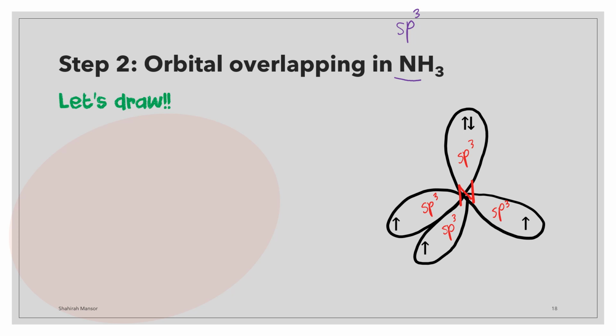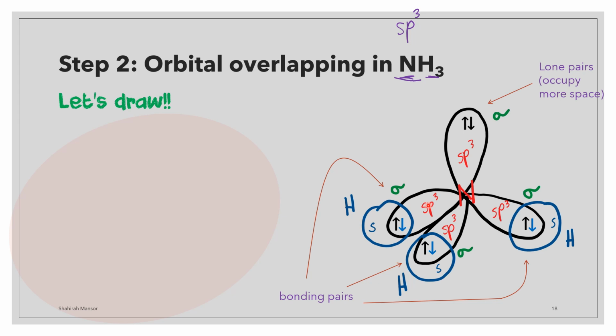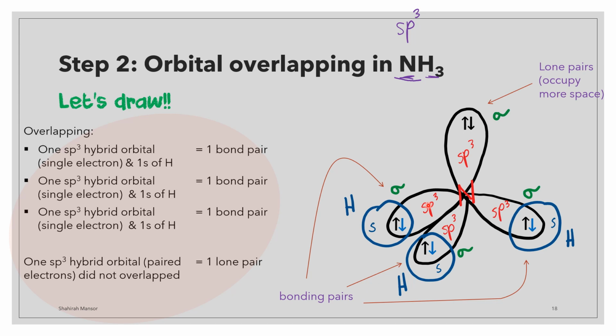And then now we are going to do the orbital overlapping di antara nitrogen and hydrogen. So which sp3 orbital yang akan overlap dengan hydrogen? So the answer will be the orbitals that have a single electron. So each one of these orbitals will overlap with the 1s orbital of hydrogen. And that will give us these 3 sigma bonding. Okay, so now kita dah ada sebanyak 3 bonding pairs. And then for the other one, lone pair di atas ini akan merujuk kepada sigma non-bonding iaitu lone pair.